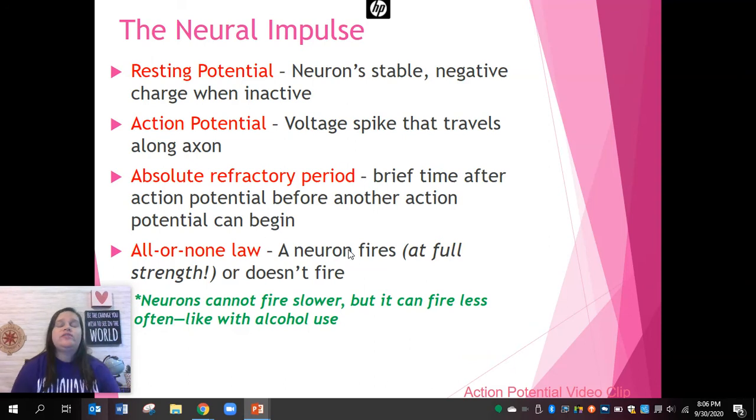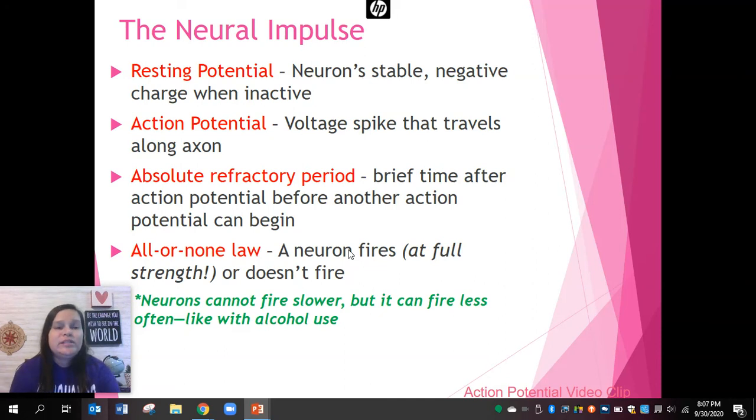But after a neuron fires, it's totally wiped out. It cannot fire again until it has had a chance to gain its strength. Now, in real time, that's not that long, but in neuron time, it has to wait a short time. And that short waiting period is called the absolute refractory period: a brief time after an action potential before another action potential can begin. So it's like it was whoosh, and then it's tired, and then it has to wait to gather its strength again before it can fire again.